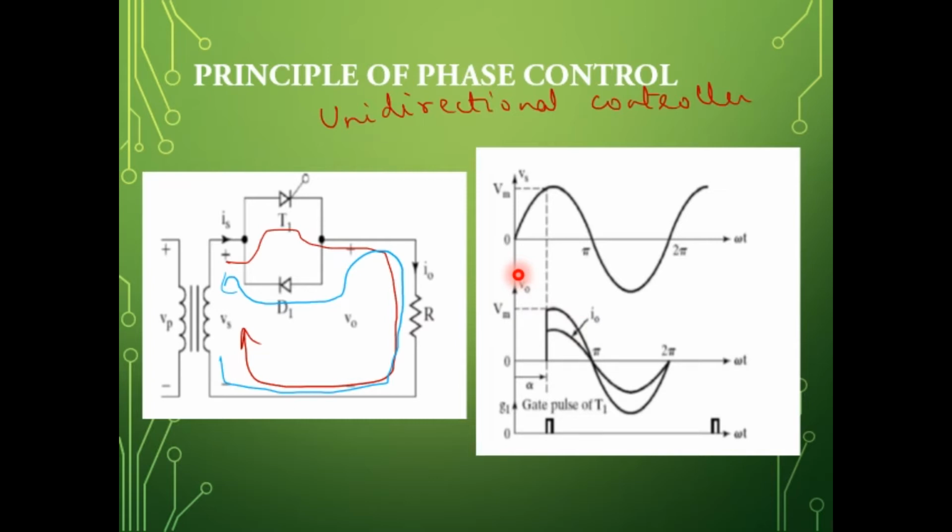Now let us see the RMS value of the output voltage. We have seen it in the case of on-off control, now we will see it in the case of phase control. We have to consider one full cycle. Our thyristor is conducting from alpha to pi and the diode is conducting from pi to 2 pi. So if we consider one full cycle, our interval will be from alpha to 2 pi. We will find the expression for the RMS value.